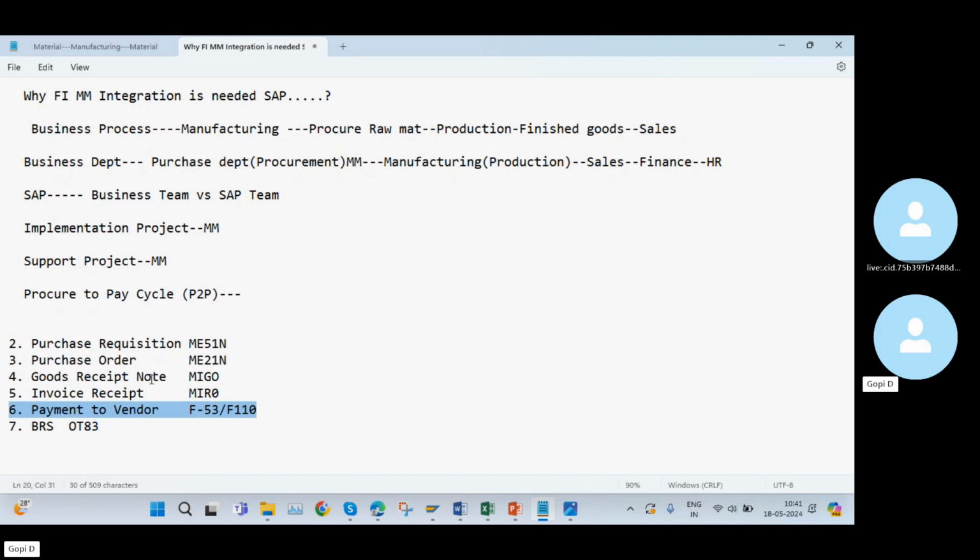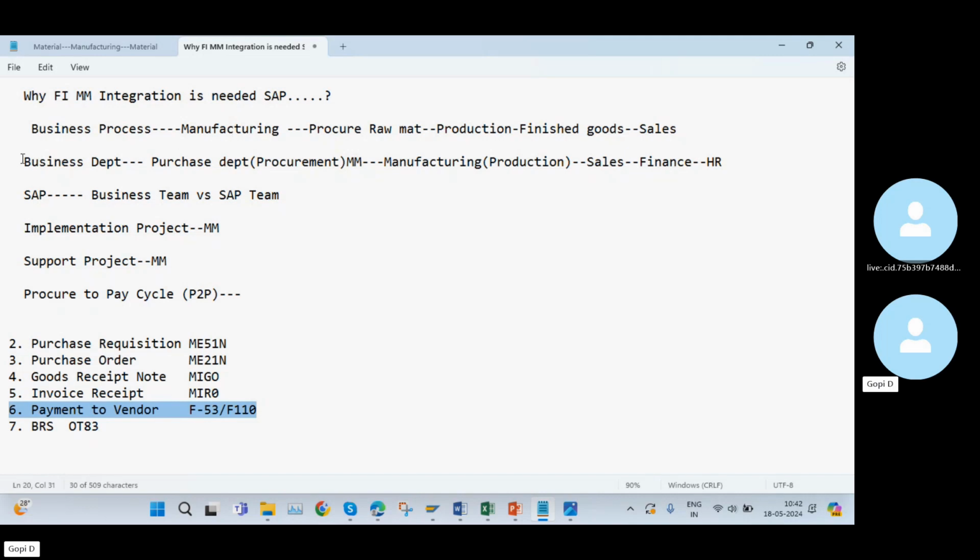From which vendor is the procurement team purchasing that 1000 quantity? Who is that vendor? What is that purchase order? What is that goods receipt? What is that invoice receipt? Especially these are all things cross checked by the finance team. If everything is perfect, then only the payment happens from the finance side. So that's the reason the FIMM integration plays the key role, especially in the SAP environment.